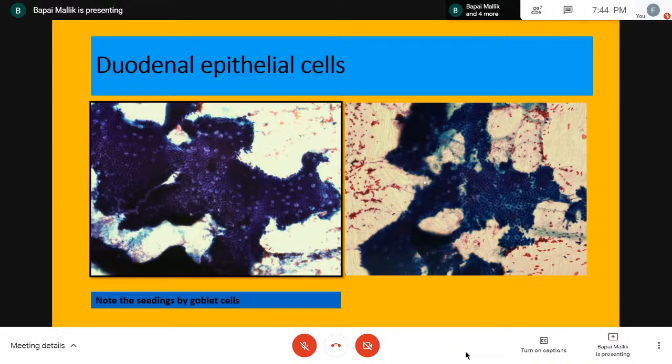Now, duodenal epithelial cells, you get a very good clue when you look at them at low magnification. The clue comes from the seeding of goblet cells, these structures here, which are present on the sheets of duodenal cells. So just by looking at this particular sheet at this low magnification, you know that this is duodenal epithelium. Okay, so these are large sheets of cells. They should not be confused with lesional cells. And please take the clue from these little white spots of goblet cells.